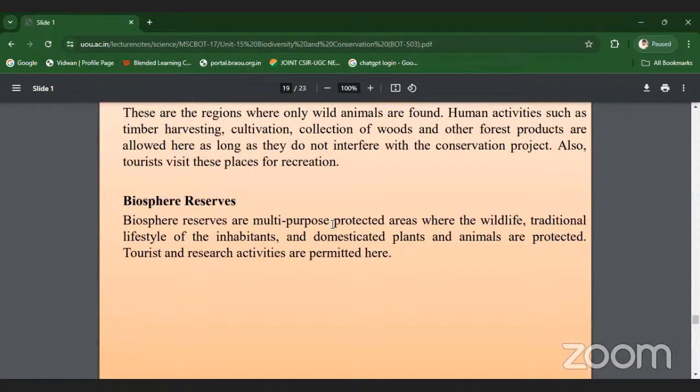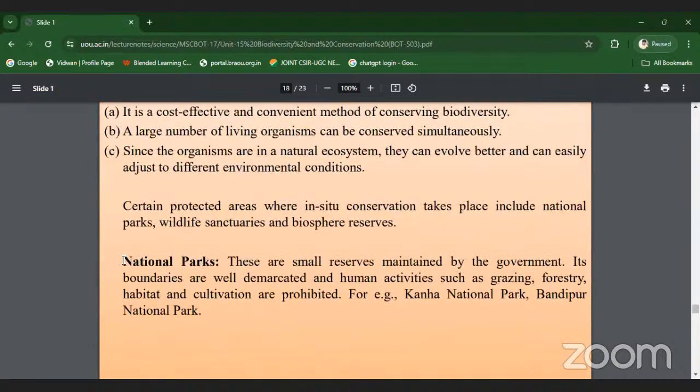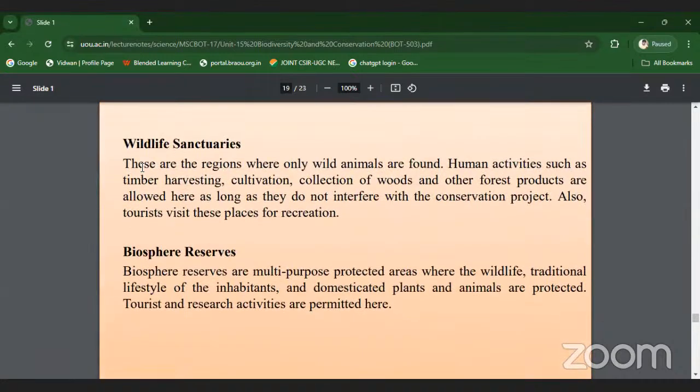Biosphere reserves are multi-purpose protected areas where the wildlife, traditional lifestyles of inhabitants, and domesticated plants and animals are protected. Tourist and research activities are permitted here. Here also it is the same, unlike the purely restricted national park. Wildlife sanctuaries permit it, and biosphere reserves also permit it.